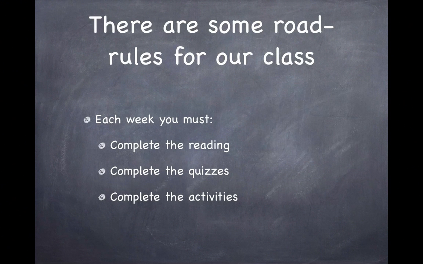We do have a couple of road rules, though, for class, and it's really important that you understand how the class is laid out. Each week, you will have 5 content areas to learn. You'll have some readings, you'll take a quiz that correlates to each of those readings, and you'll complete an activity, an exercise for each of those 5 activities. So that means that each week you will be completing 10 activities or quizzes, each correlated to one of 5 content areas. Over the course of 3 weeks, you will have done 15 of these.